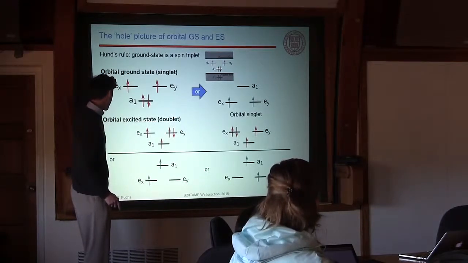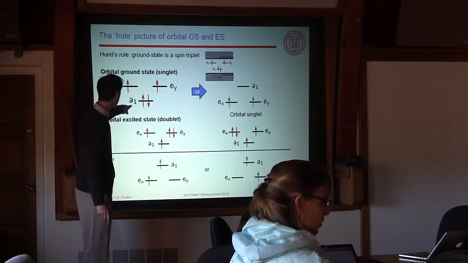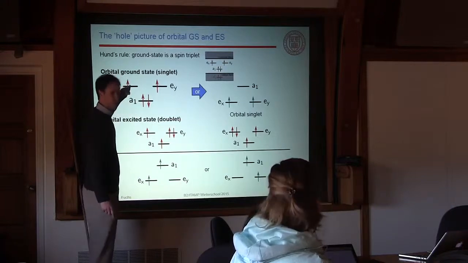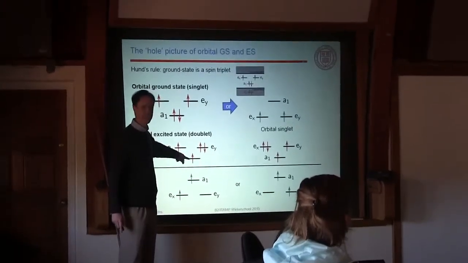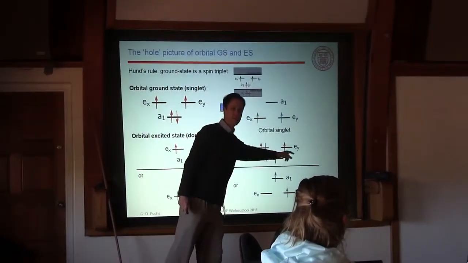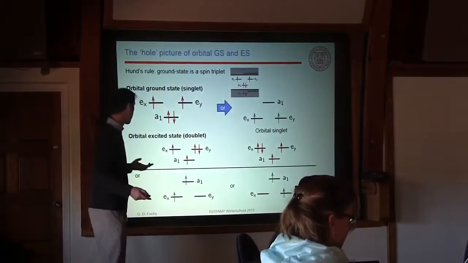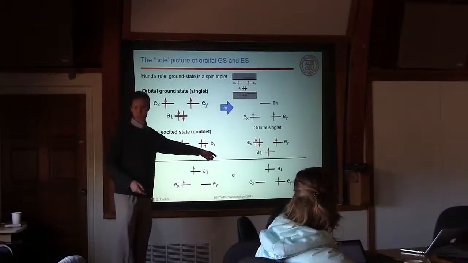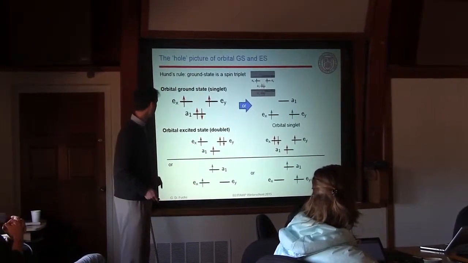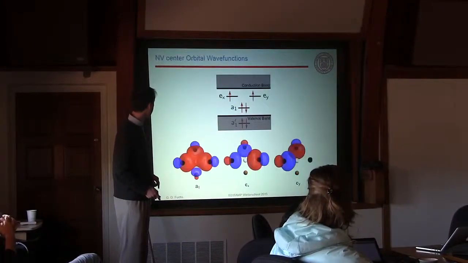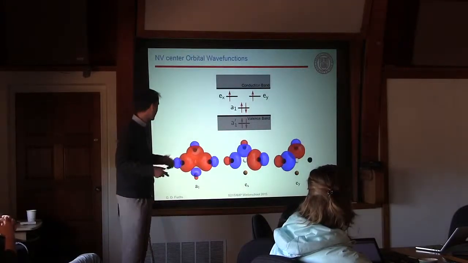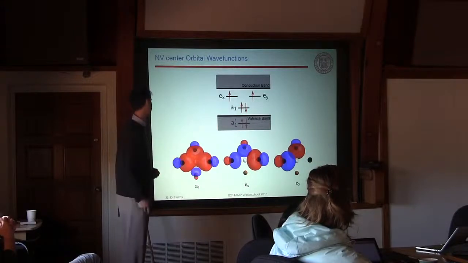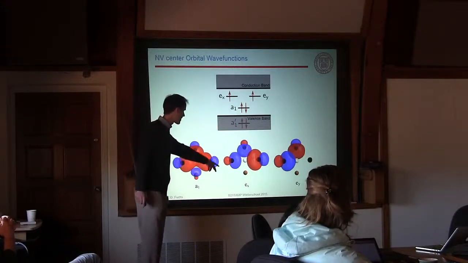Then to get the excited state, in the electron picture, you promote one of the electrons. So you still have a spin one, it's just a different set of electrons and a different set of orbitals. Or in the hole picture, you just promote one of the holes. Okay, that's essentially what's going on. So now here is a picture of what these dangling bond symmetrized molecular orbital states actually look like. So here's the A1 state, and then EX and EY.